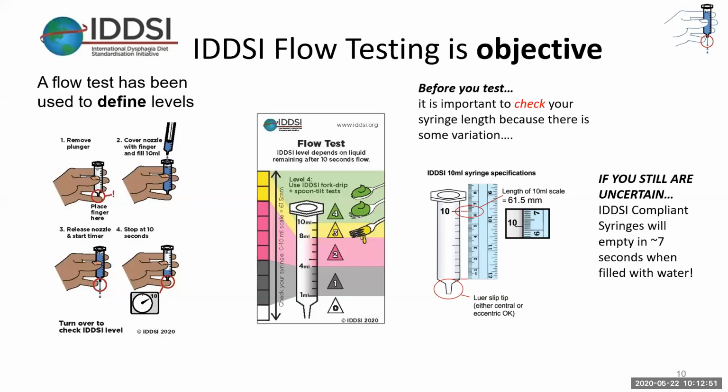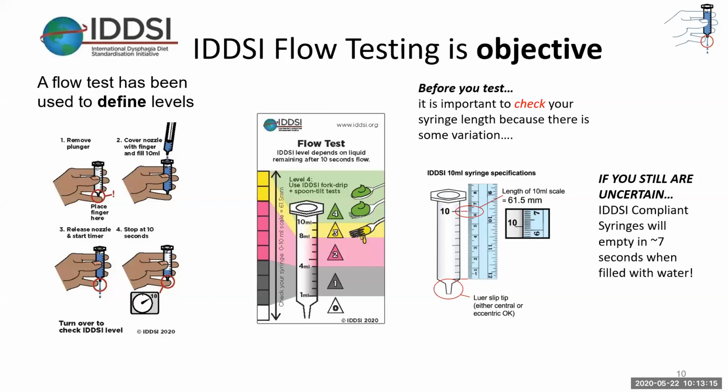And as shown in the IDDSI flow test card in the middle of the screen, if there is less than 1 milliliter remaining, the liquid is level 0. If there's between 1 and 4 milliliters remaining, the liquid is level 1. If there's between 4 and 8 milliliters remaining, the liquid level is 2. And if there's between 8 and 10 milliliters remaining, the liquid is level 3. And if there's no flow, you have a liquid that may be level 4.